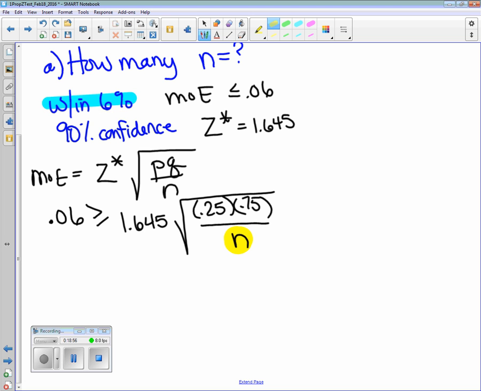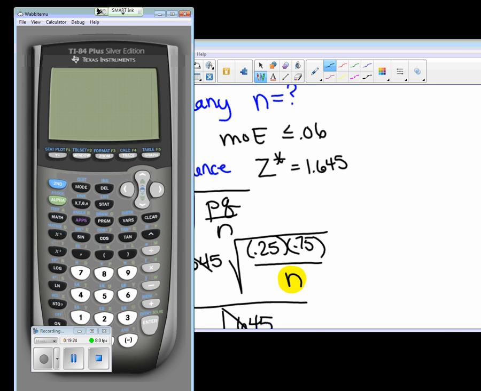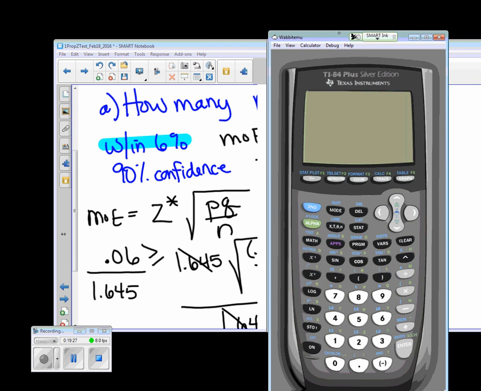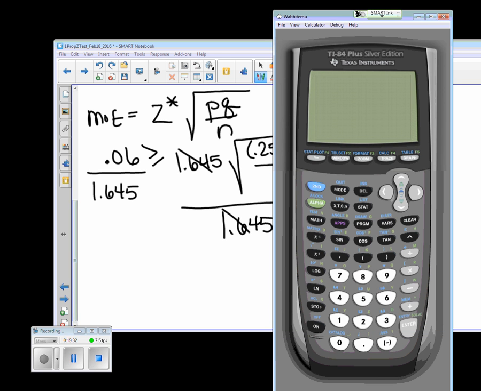Anytime you have a radical equation, you have to isolate that radical. Get it by itself. The 1.645 is with it right now. I've got to get rid of it. Divide it. Good. So I'm going to divide both sides by 1.645. It is essential that you do not round here. Okay? So everybody should get their calculators out. I want everybody to try this because it's not as straightforward as you might think. Okay? So 0.06 divided by 1.645.